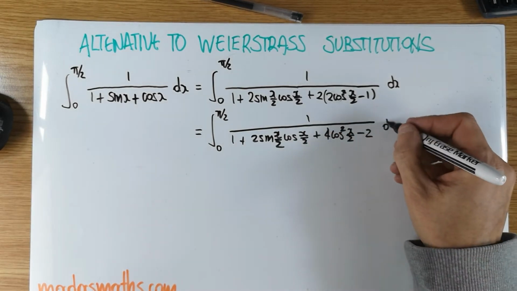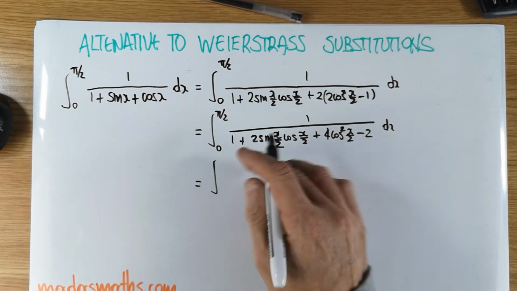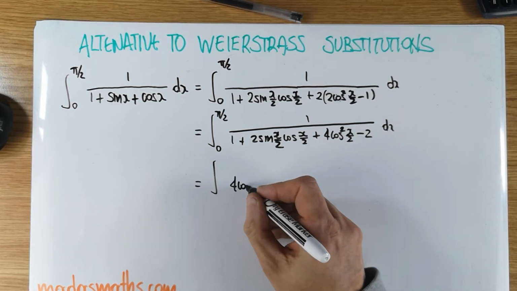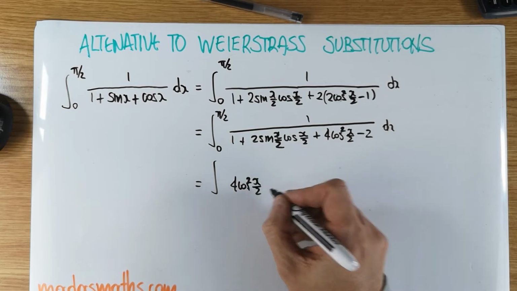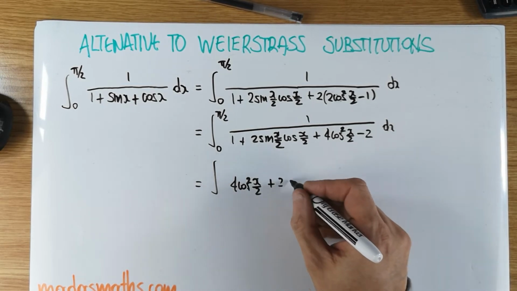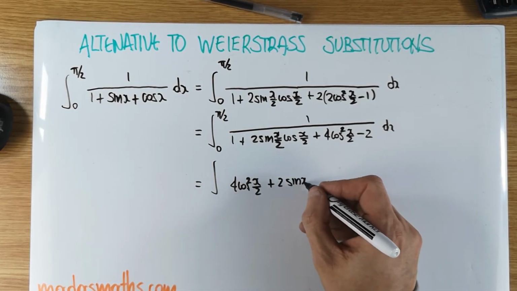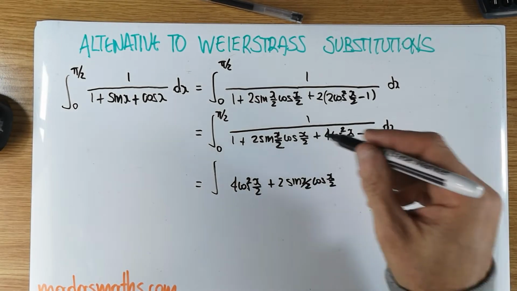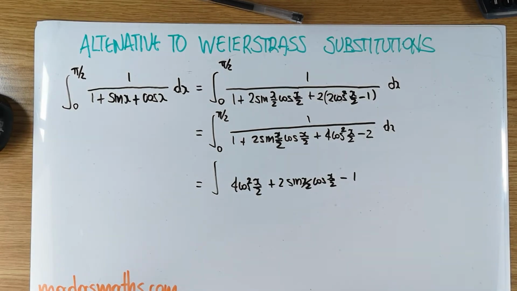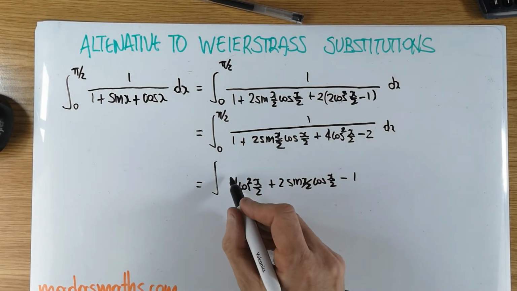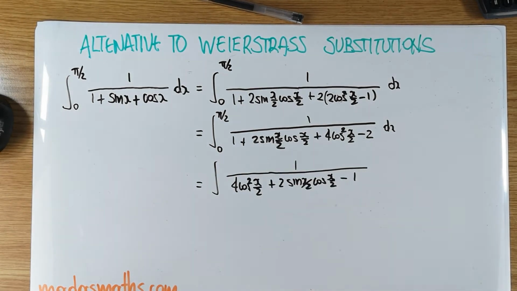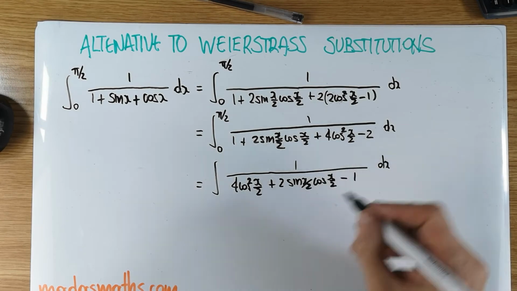Okay, dx. Rather than just rubbing off, let's tidy as we have it in there. Let's write the 4 cos squared of x over 2 first, plus 2 lots of sine x over 2 cos of x over 2, and then we have a minus 1 in all of this. Okay, next step is, of course, to create the sec squared on the top dx equal.